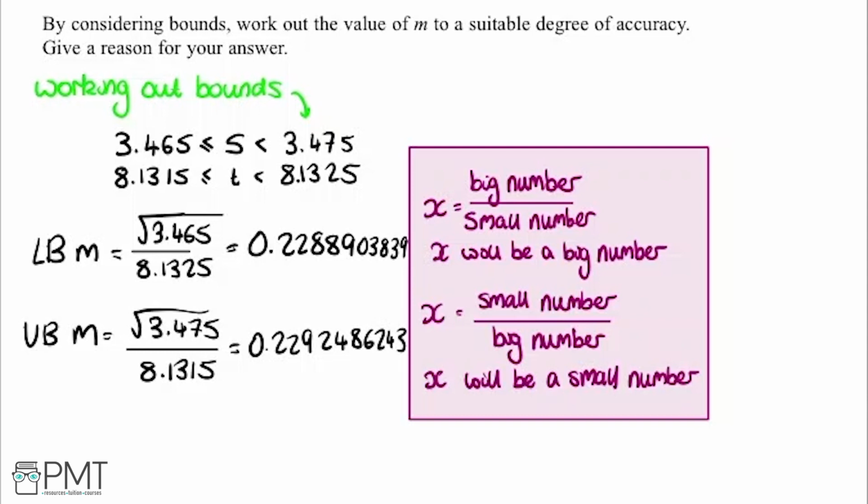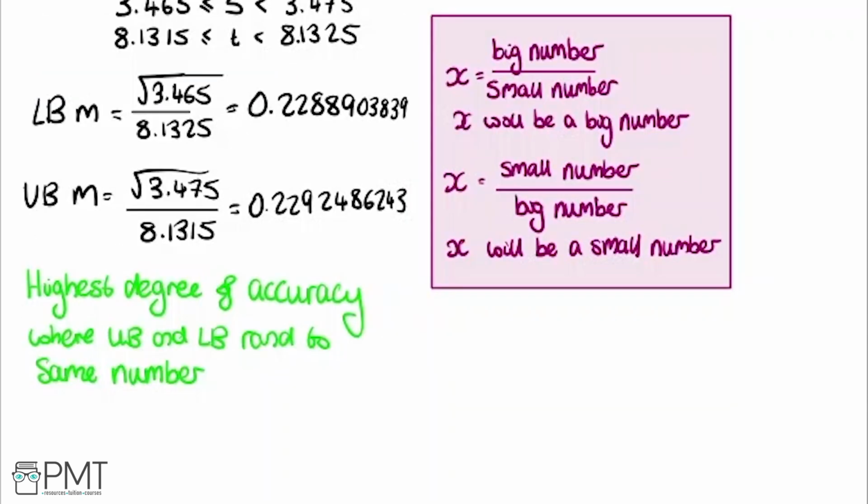So now to see what value we're going to give m to a suitable degree of accuracy, we're going to look for the highest degree of accuracy when the upper bound and lower bound round to the same number. If we look at both these numbers here, we can round them to 1 decimal place and they both get to 0.2. 2 decimal places, they both get to 0.2. 3 decimal places, okay, so we get 0.229 and 0.229, so that's the same thing. If we go to 4 decimal places, this would be 0.2289, and this would be 0.2292. So at 4 decimal places, the values would be different, but at 3 decimal places, they're the same. So that's the highest accuracy where the upper and lower bound round to the same number.